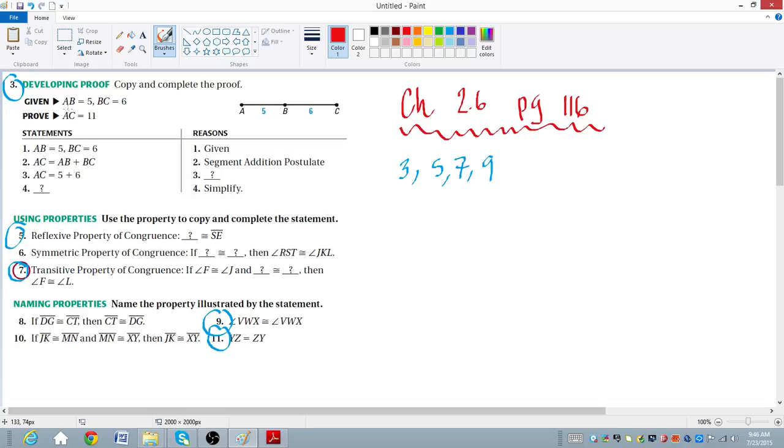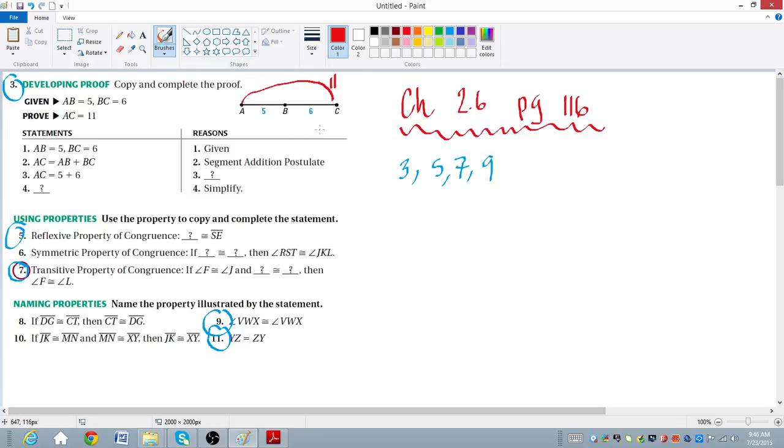You're given that AB is equal to 5, BC is equal to 6. So if you look at, here's a little picture for you. AB, this is 5, and BC, this is 6. Now they want you to prove that AC equals 11. That means that from here to here is 11. And when you look at it, it's obvious. Well, 5 plus 6 is 11, but you need to prove it.